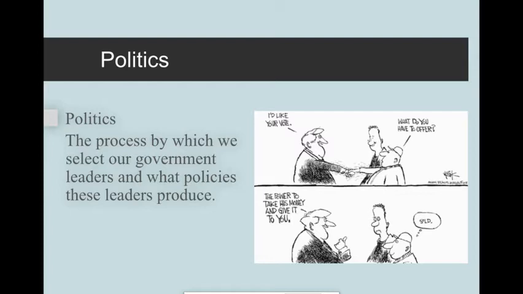Okay, so the difference between government and politics. Politics is the process, all right, where we elect government leaders based on their policies.